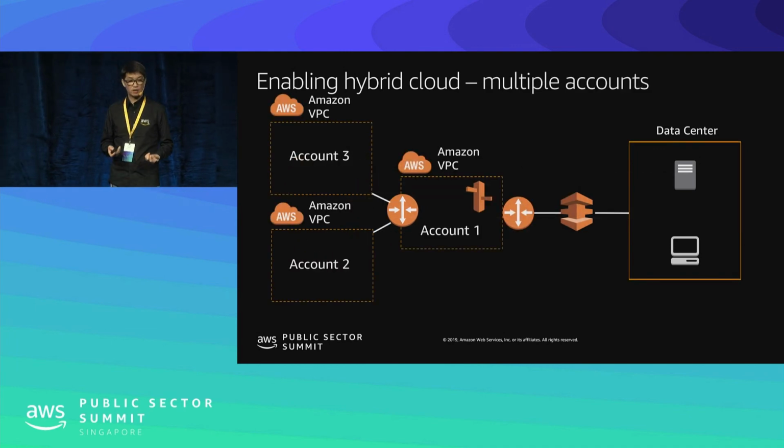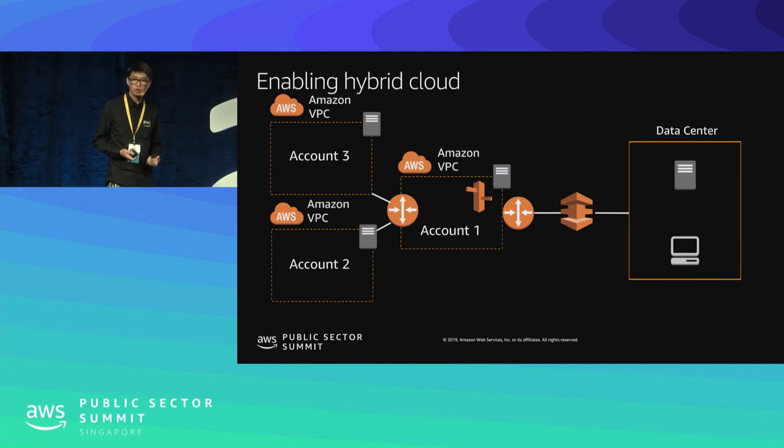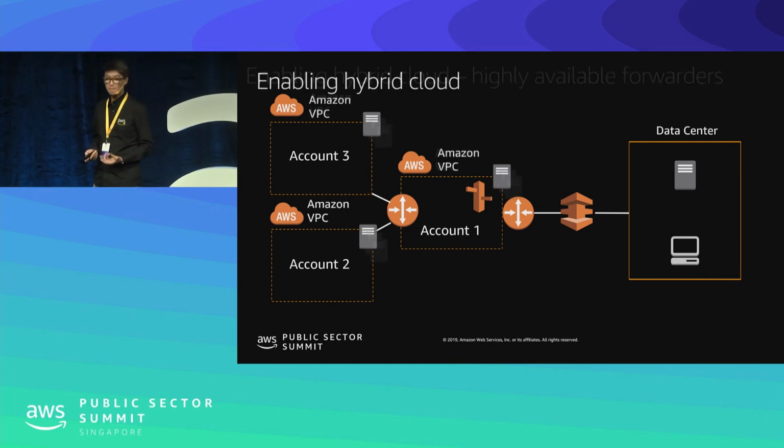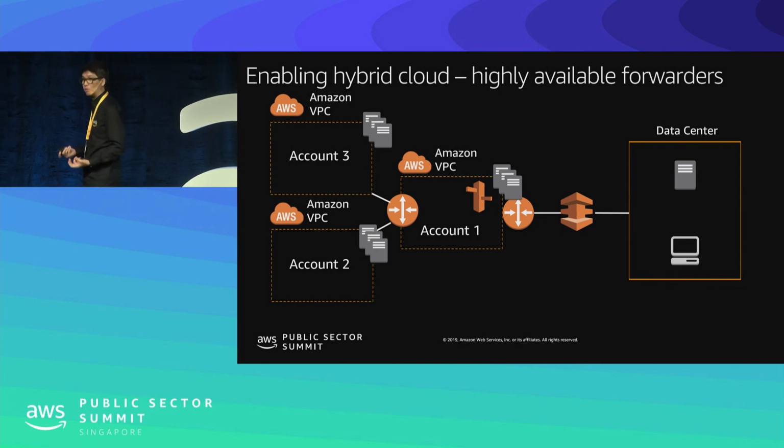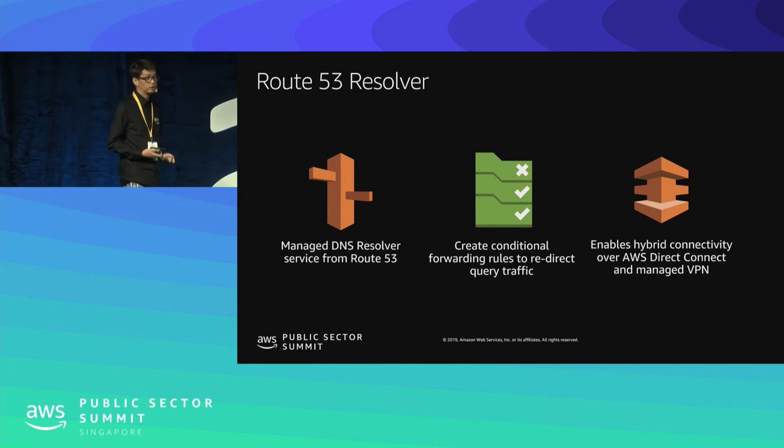You add some more. And how do you do it across accounts? You start deploying DNS forwarders across all the VPCs. You start deploying even more as you scale. So this is where we come up with Route 53 Resolver.